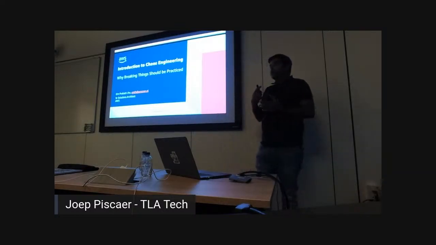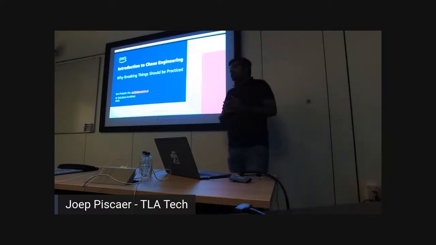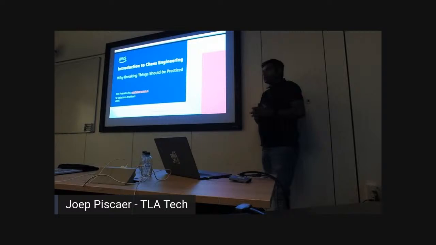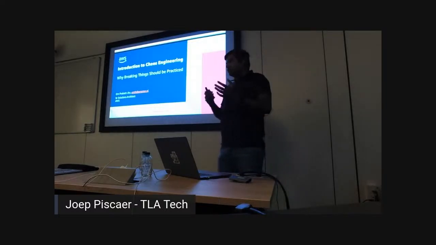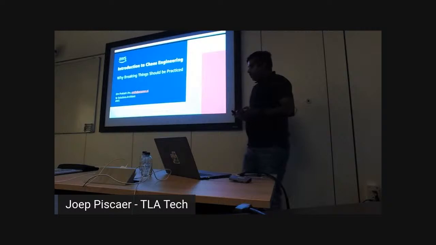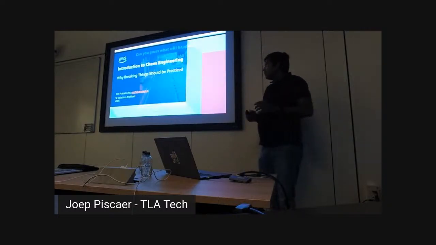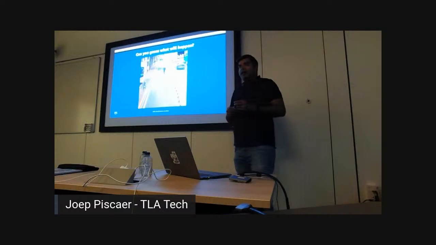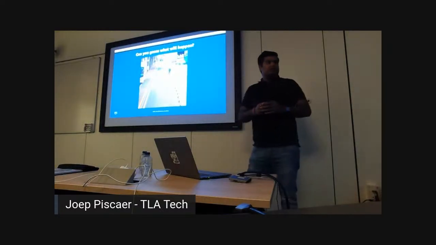All right. So what I'm going to talk about is why breaking things should be practiced. I work at AWS as a solutions architect, so I'm going to show how to apply chaos engineering on workloads running on AWS. We are going to talk about one service and how to use that service. But before going into the detail, let's check what's happening here, and we will start our talk from here.